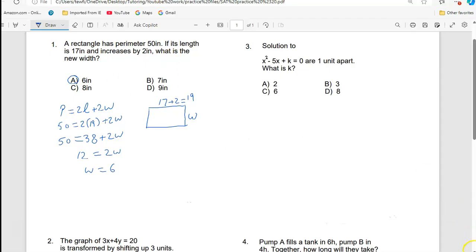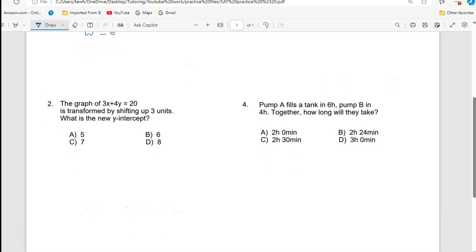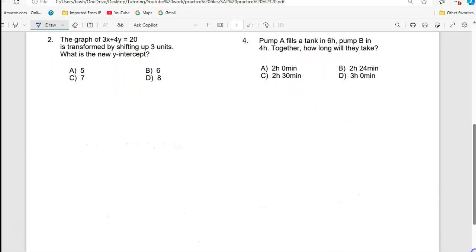Let's get to the second one. Before I start any one of these problems, you give it a try by yourself. You can pause the video and try it. For the second one here, the graph of 3x plus 4y equal to 20 is transformed by shifting up 3 units. So that's a vertical shift. What is the new y-intercept?